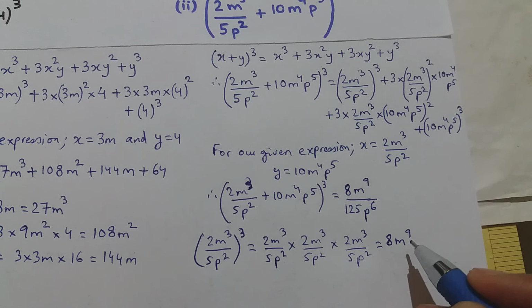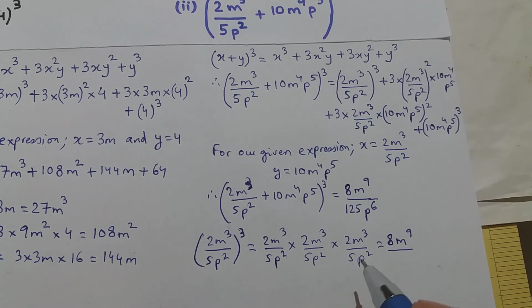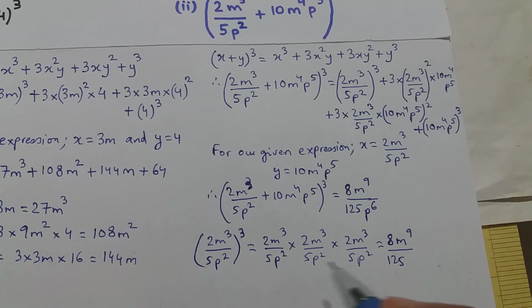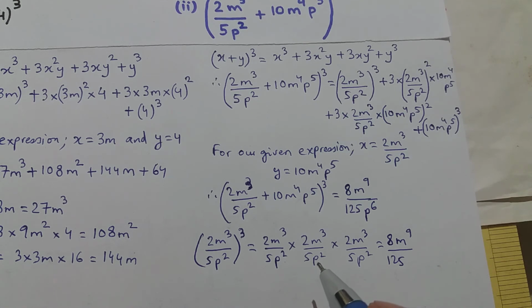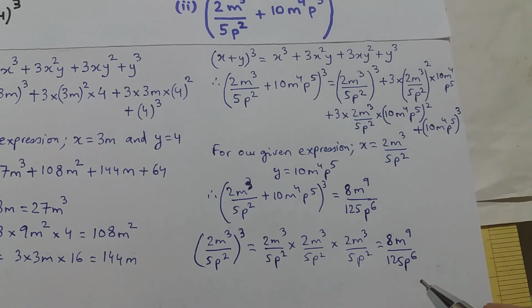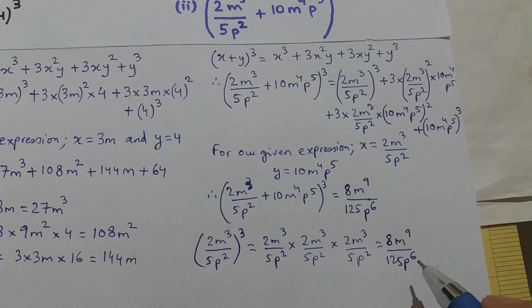So it is 8m to the power 9 upon, now let us multiply the denominators to each other. So 5p square into 5p square into 5p square. So 5 into 5 is 25, 25 into 5 is 125. So 125 p square into p square into p square. So p square into p square is p to the power 4 and p to the power 4 into p square is p to the power 6. So it becomes 8m to the power 9 upon 125 p to the power 6.